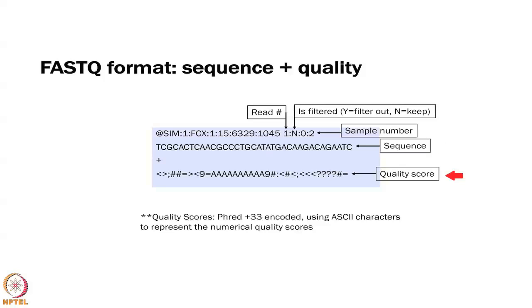And then you get this quality score, which is an encoded score using ASCII characters to represent the quality score of each of the bases. It ranges from 0 to 40 in terms of quality. There's a key that goes along with the Illumina that shows exactly what each of these corresponds to.